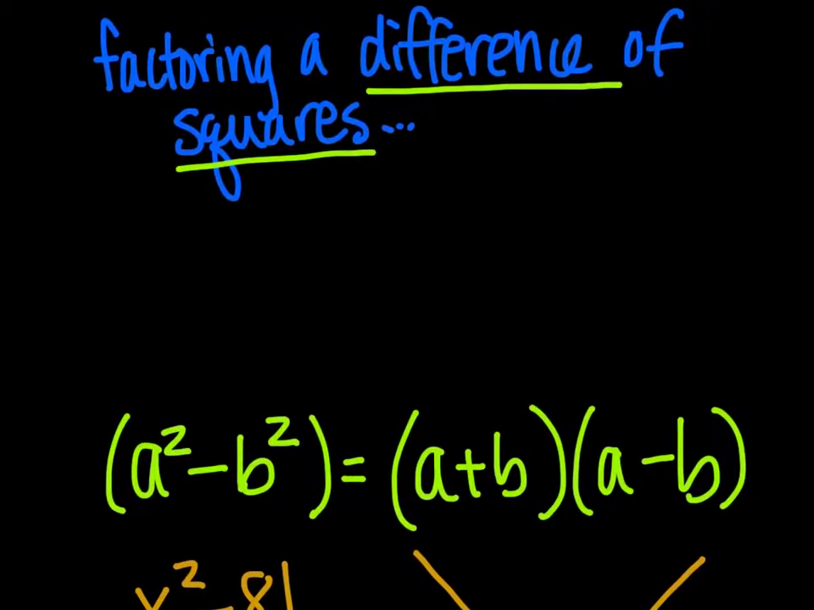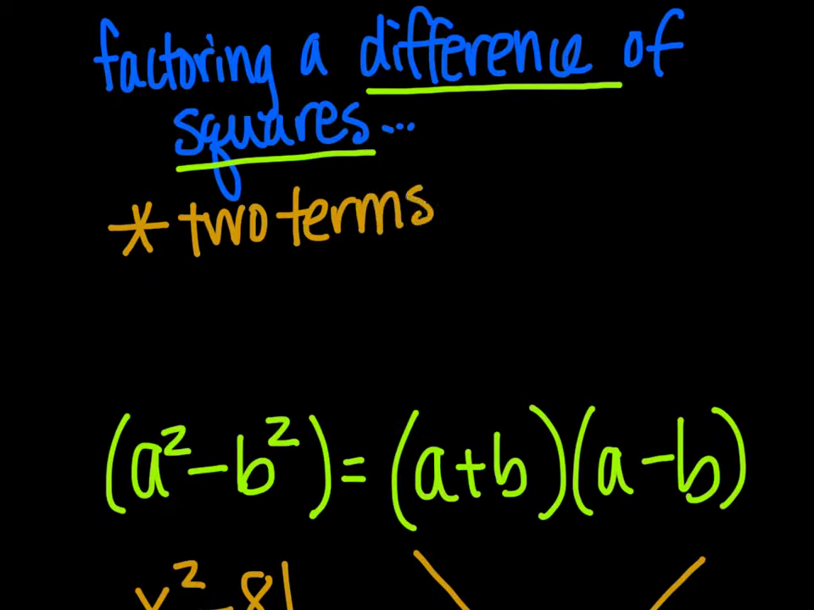So we have factoring a difference of two squares. Something that is a difference of two squares has to meet the same criteria. There needs to be two terms that are subtracting one another.